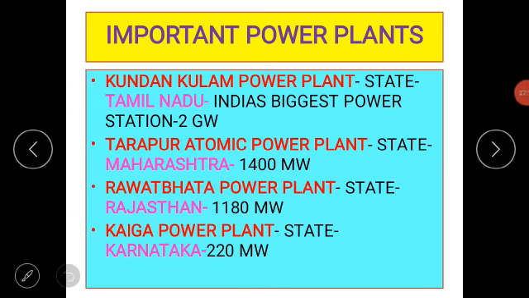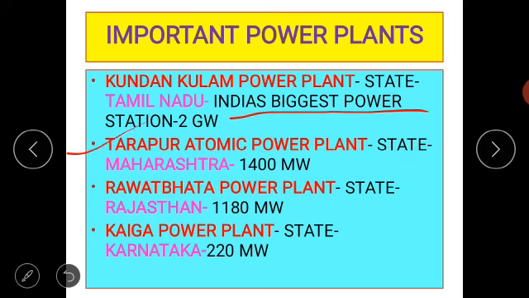Important power plants of India. These are the important nuclear power plants of India. First is the Kudankulam power plant. It is in the state of Tamil Nadu. It is India's biggest power plant and produces 2 gigawatt of energy. The Kudankulam power plant in Tamil Nadu produces 2 gigawatt of power, and it is a huge power. It is India's biggest power plant.